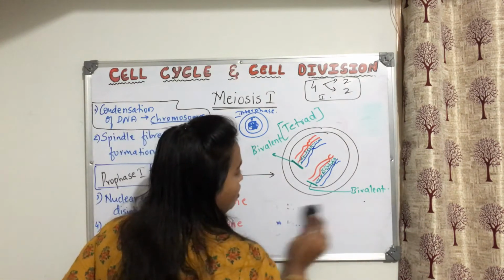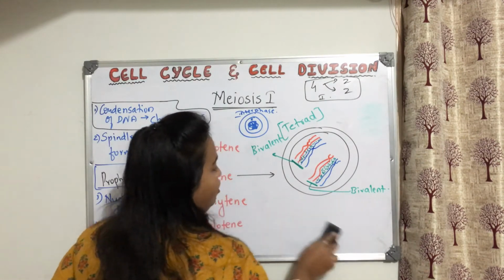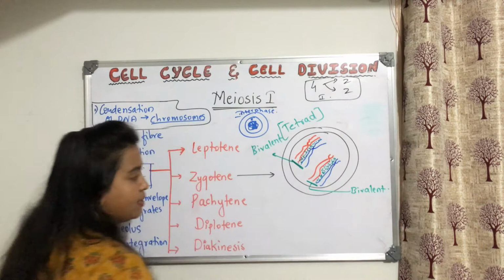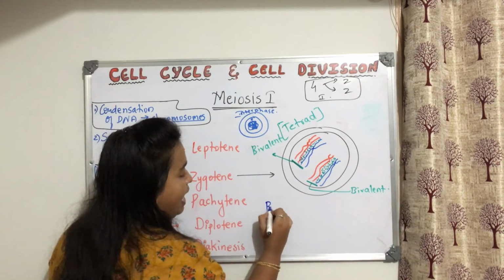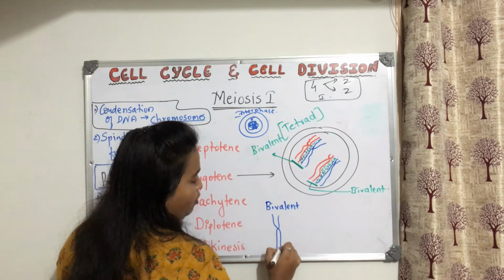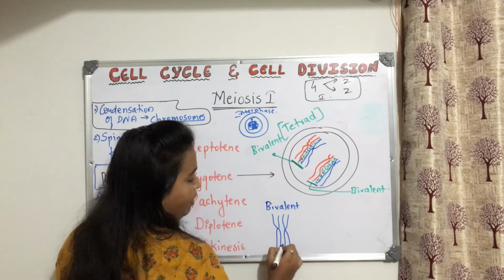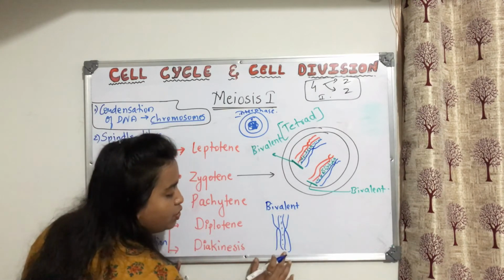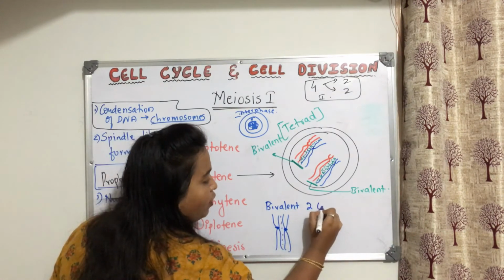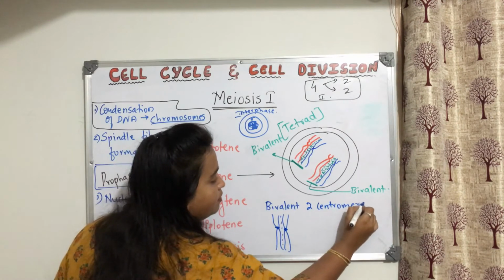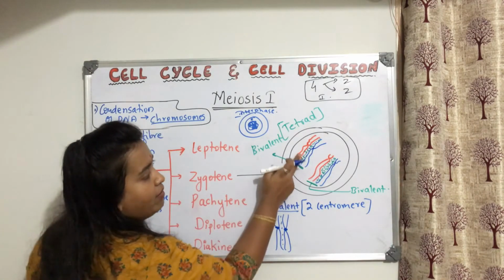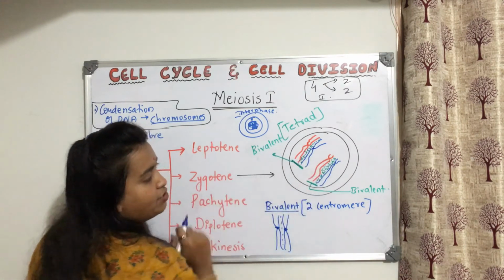Okay? Now, how many bivalents are you able to see here? Two bivalents. What does a single bivalent mean? Bivalent means the same type of chromosomes have come together. Why? Because of the synaptonemal complex. Now these two chromosomes, how many centromeres do they have? Two centromeres. Because they have two centromeres, we call them a bivalent. So this is one bivalent because of two centromeres, and this is one bivalent because of two centromeres.